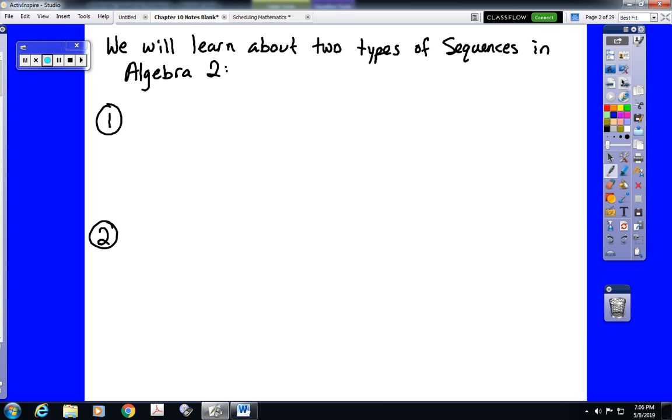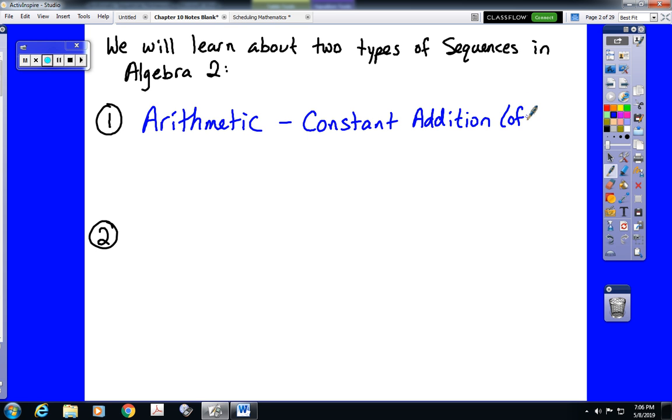Now, in this Algebra 2 class, we're going to be talking about two types of sequences. We have arithmetic sequences, which are sequences with a constant addition or subtraction pattern. In other words, we will add the same amount over and over and over again.